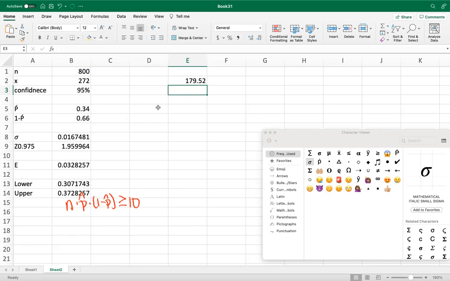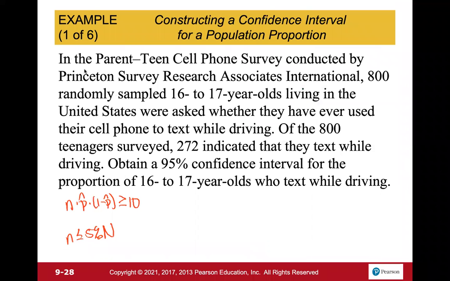And the next thing we have to know is: is n less than or equal to 5% of the total population? So 800, is 800 less than 5% of the total population? Yes, because we're looking at all 16 to 17 year olds in the United States, and there's way more. It's safe to say that the sample size is considerably less than the population size. And now that we have checked that, we could continue on with the rest of this.